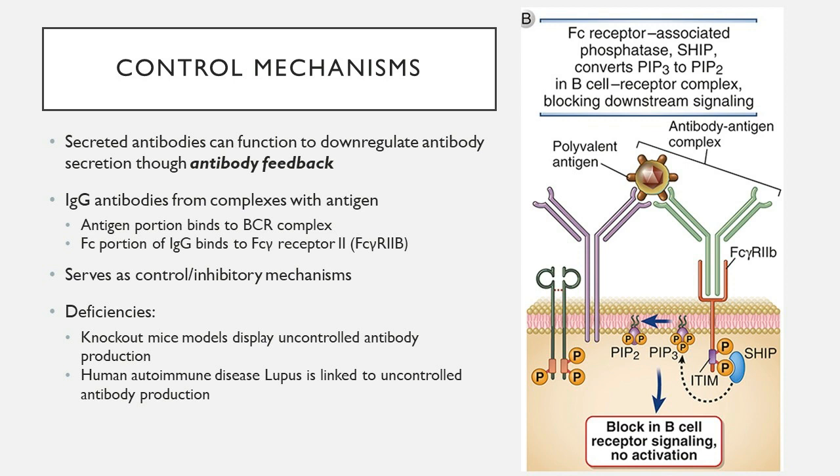So that's it for the B cell activation processes. In the next chapter, we're going to talk about the functions of these antibodies and the humoral arm of adaptive immunity in general.